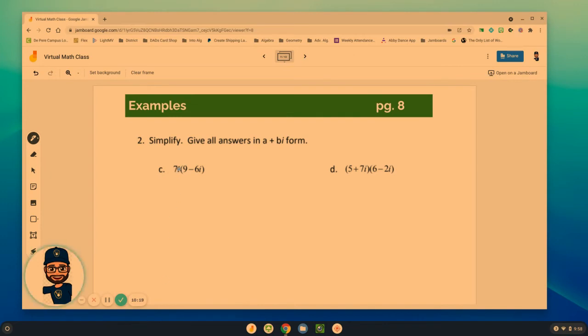All right, the first one, we've only got 2 multiplications to do, 2 distributives. 7i times 9 is going to be 63i minus, because I've got a subtraction sign, 7i times 6i, minus 42i squared. But don't forget that this i squared really becomes negative 1, or 63i plus 42. Negative 42 times negative 1. And then we've got to make sure we put the real number first. 42 plus 63i.